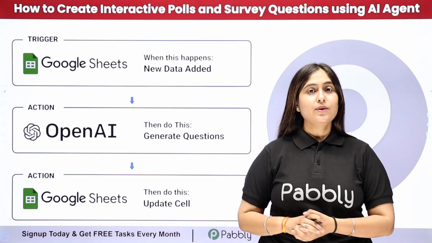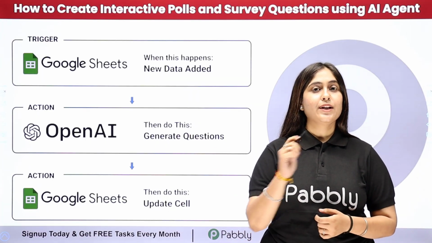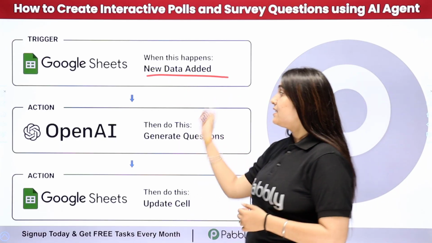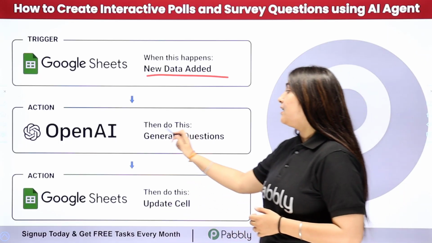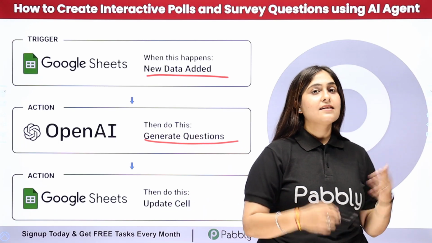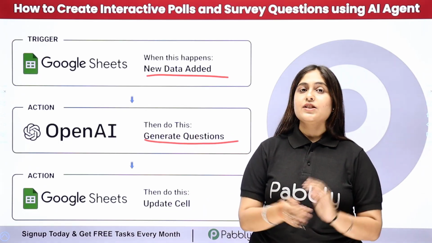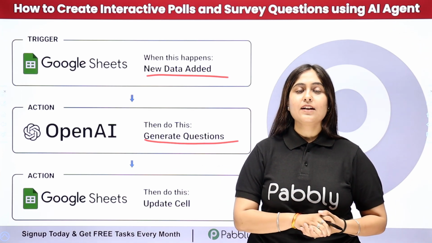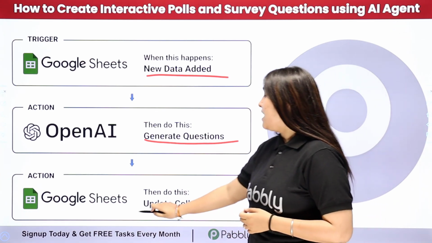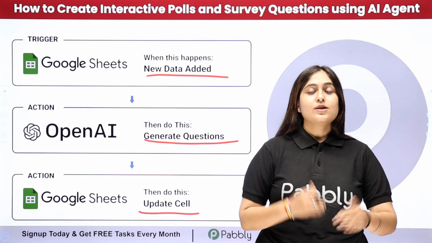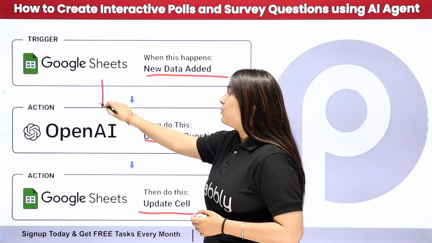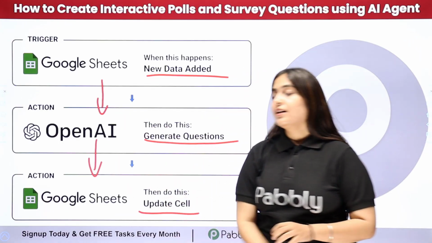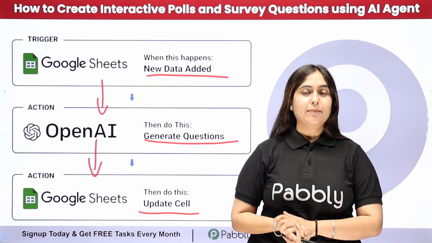So as a business owner, my objective is that whenever I'm going to add a new detail in my Google Sheets, then automatically OpenAI should generate some interactive questions that I can ask to my customers as a customer feedback. And after generating the questions, automatically that question should be updated in my Google Sheets under a specific column. So now here to automate the entire process, I need to connect my Google Sheets with OpenAI and Google Sheets using an automation software named as Pabbly Connect.